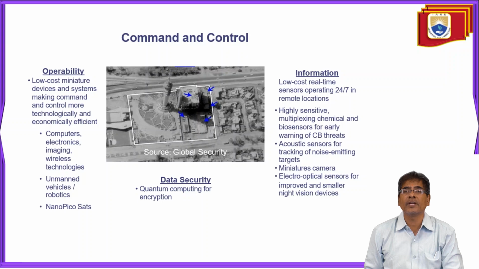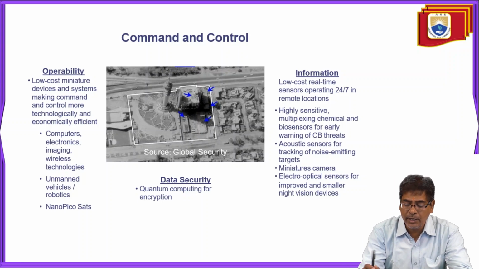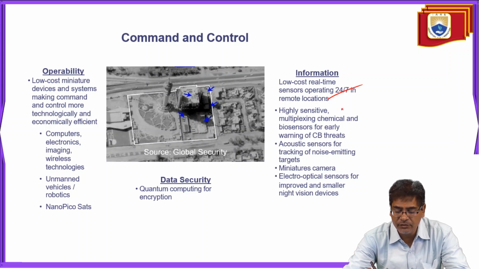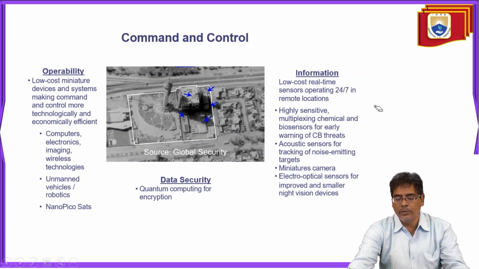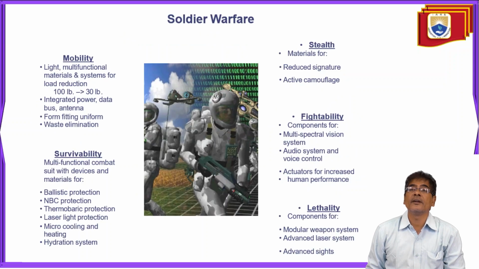We are using this type of technology. That means low-cost real-time sensors operating 24/7 in remote locations, right? High-sensitive multiplexing chemical and biosensors for early warning of CB threats, and we have acoustic sensors for tracking noise-emitting targets, miniature cameras, electro-optical sensors for improved and smaller night vision devices, right?